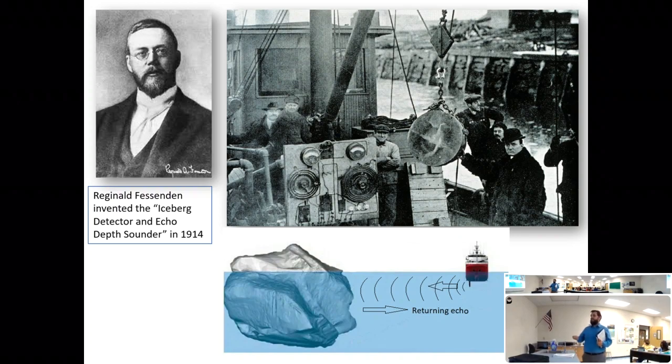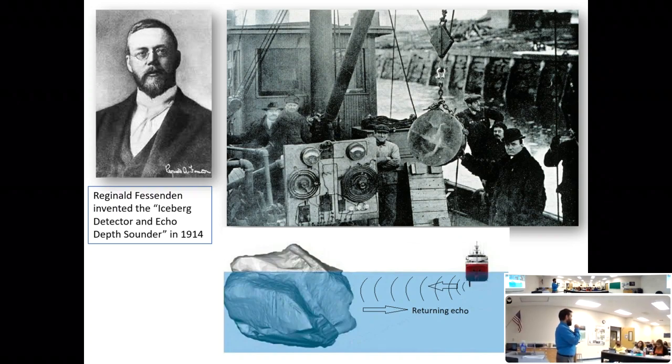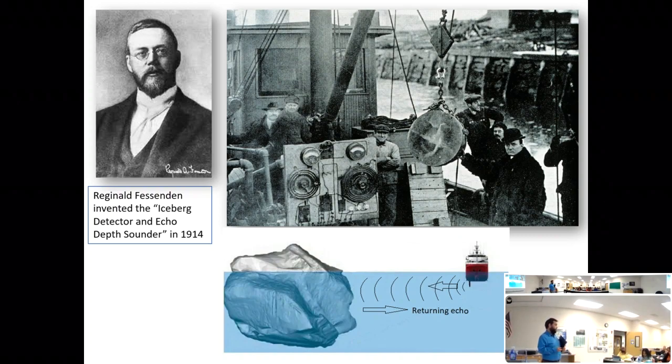Okay, and so the same thing could be done to detect icebergs, right? Because you could aim the sound waves ahead of the ship, and then listen for any echo that might bounce off the surface of an iceberg. So that's how it detected icebergs, but it could be used to measure the depths of the ocean, too. So in 1914, they had the first technology to measure the depth of the ocean in a more sophisticated way.